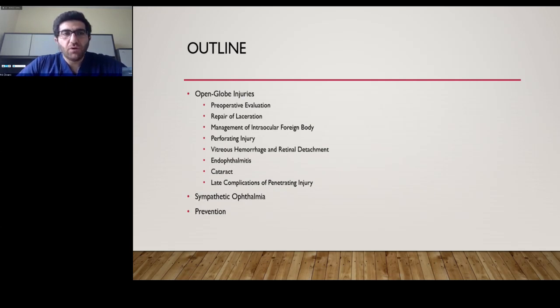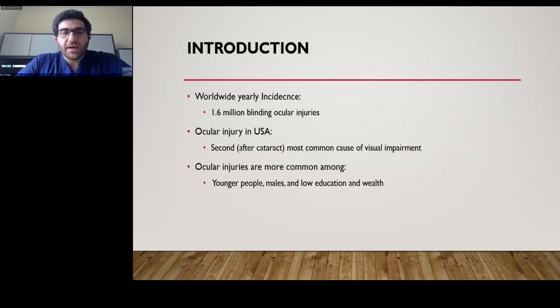As you all know, eye trauma is very frequent, and about 1.6 million people have blinding ocular injuries worldwide. In the USA, ocular injuries are the second cause of visual impairment after cataract. And for sure, cataract can be solved by a very simple surgery. On the other hand, eye injury cannot be repaired easily, as we will see in my presentation. Ocular injuries are more frequent among subgroups of younger people, males, and low education groups.